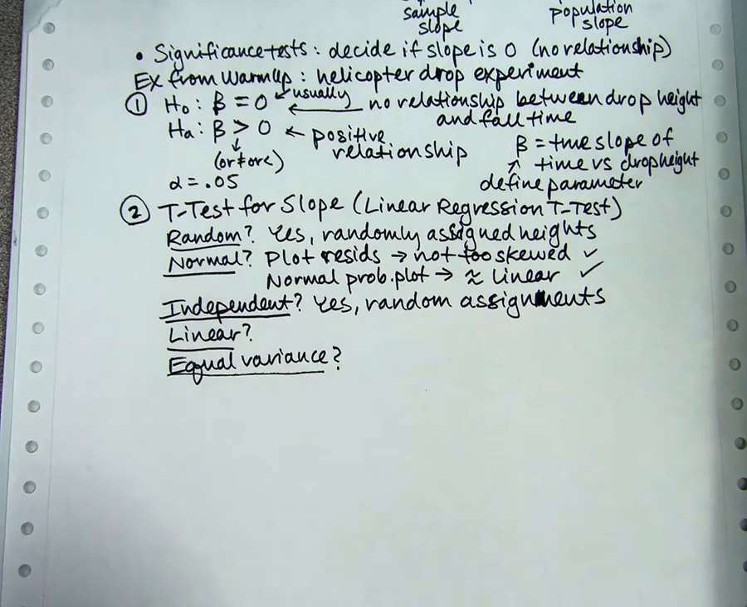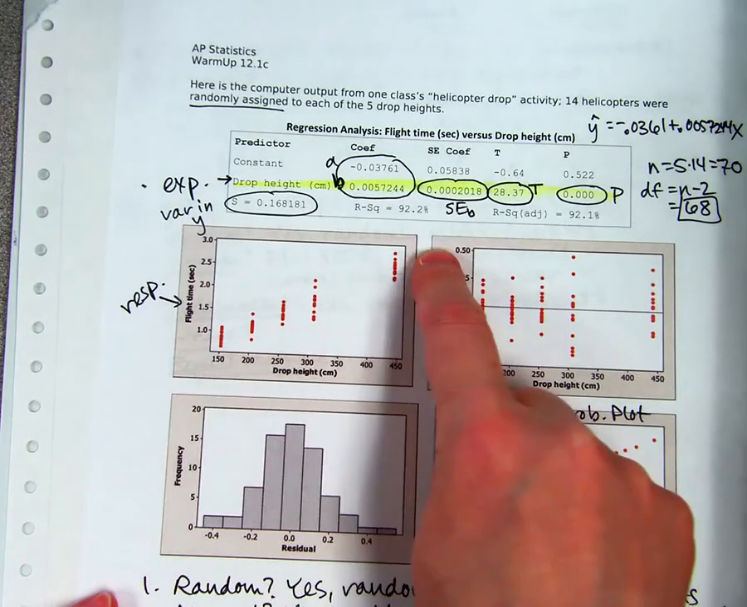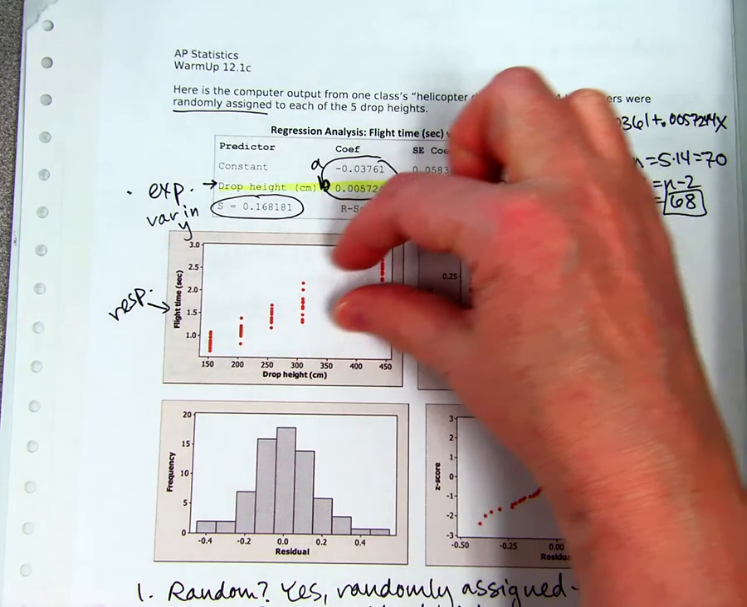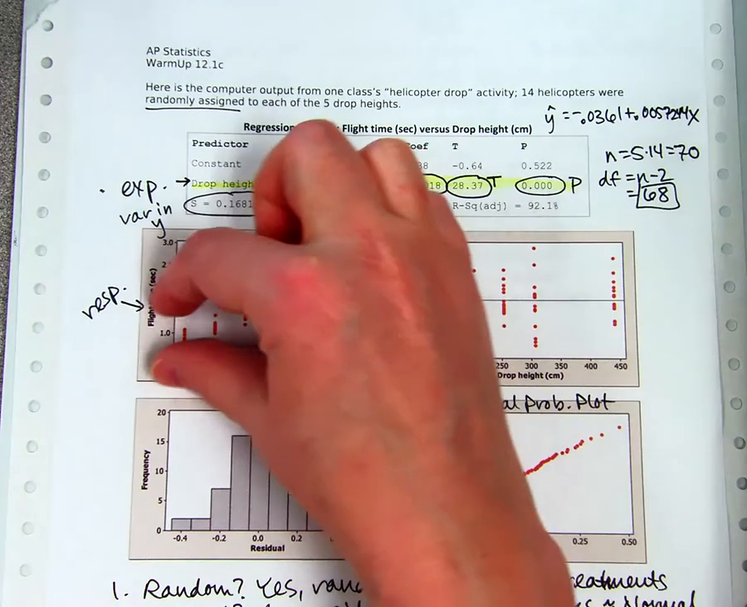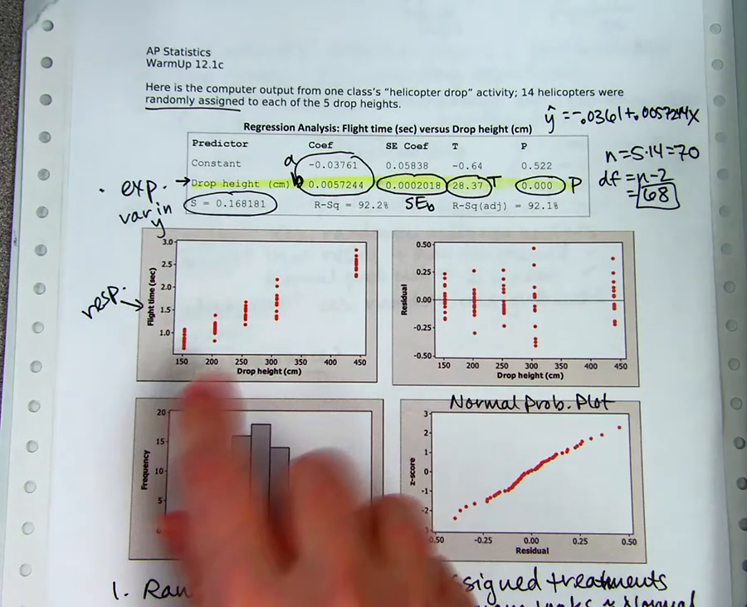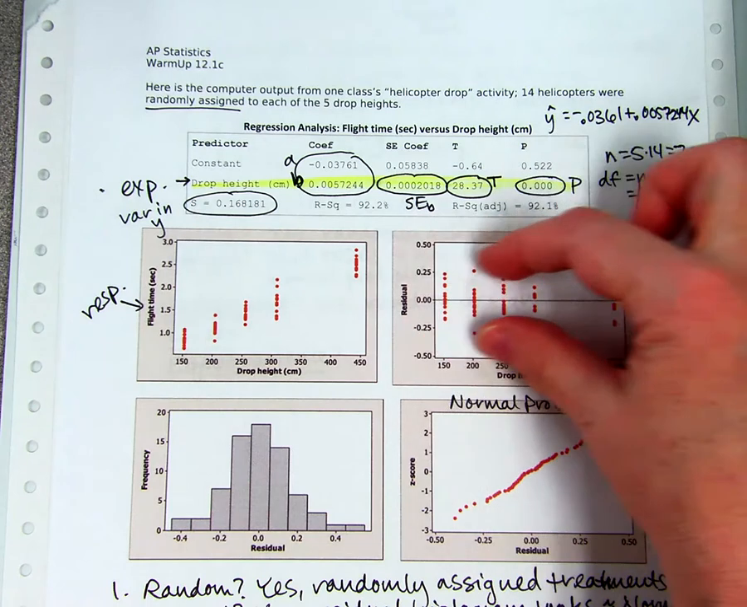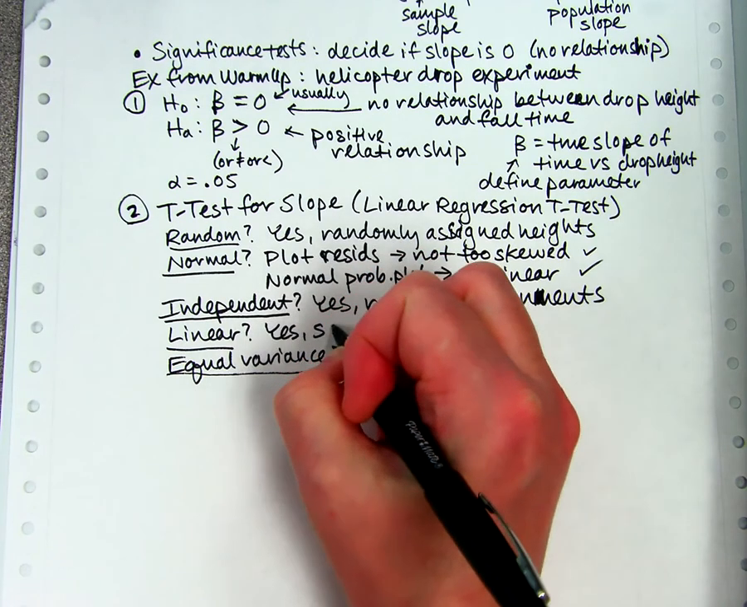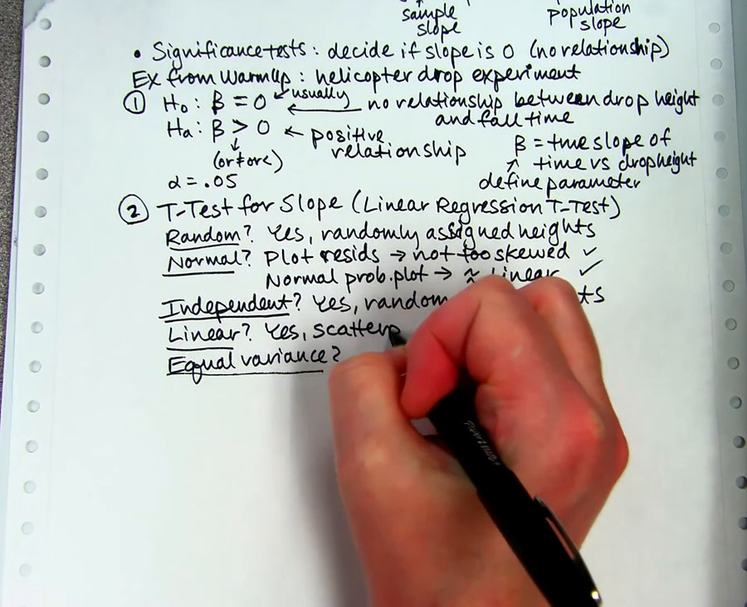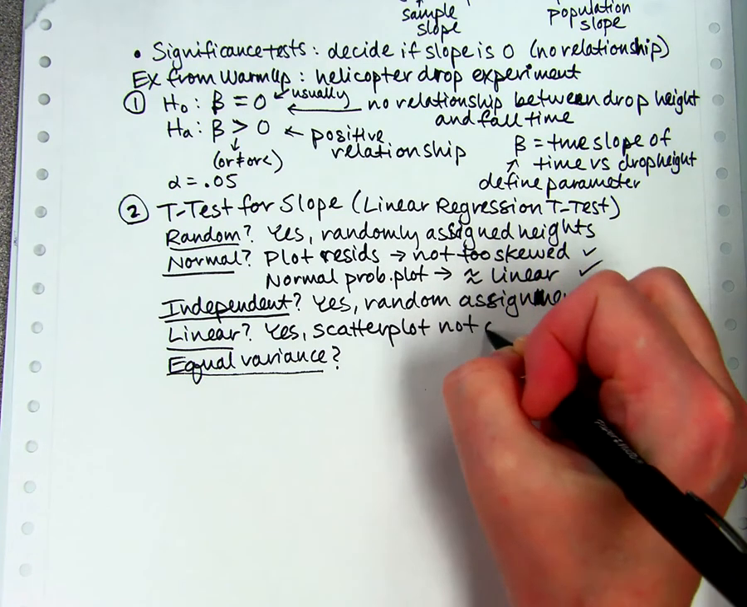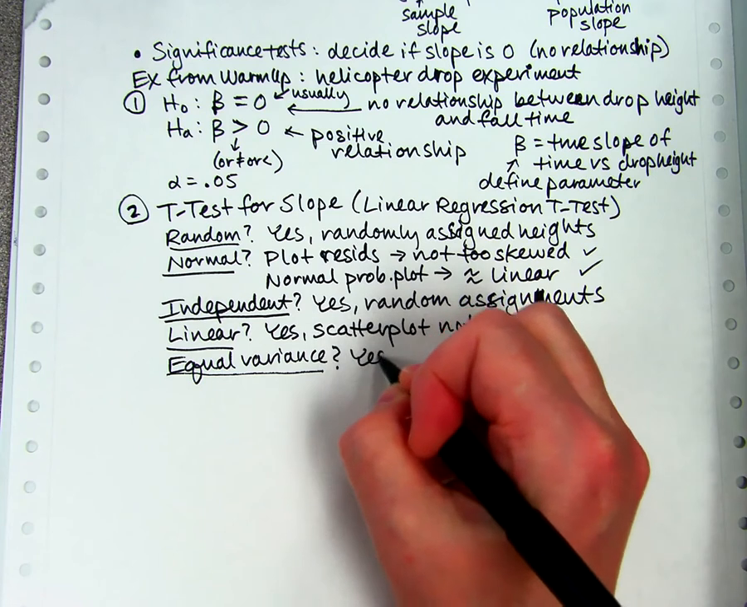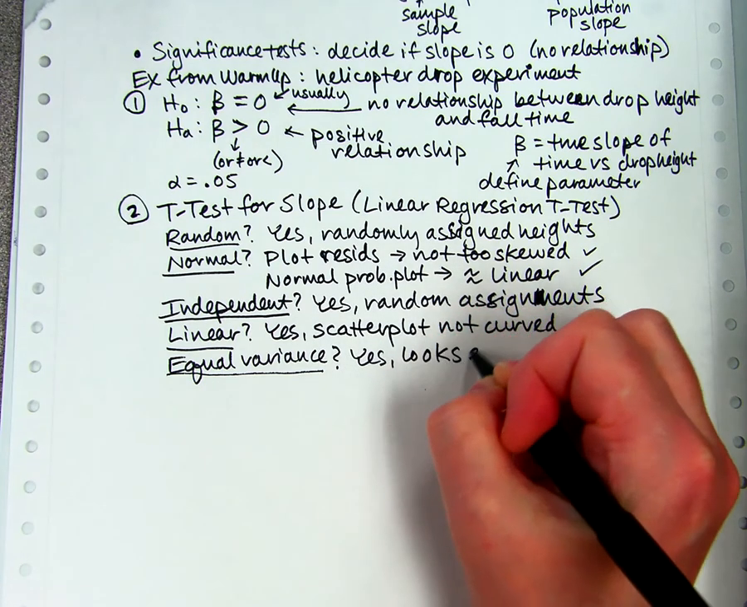The scatter plot of the original data is here, and it looks not curved to me, and the residual plot also does not look curved. And then the spread of these different values looks about the same thickness for each x value. The spread of y's looks like it's about the same. There's no fanning going on in those graphs. So linear, yes, because the scatter plot is not curved. Or you could talk about the residual plot if you want. And then equal variance, yes, because it looks like it's evenly spread.